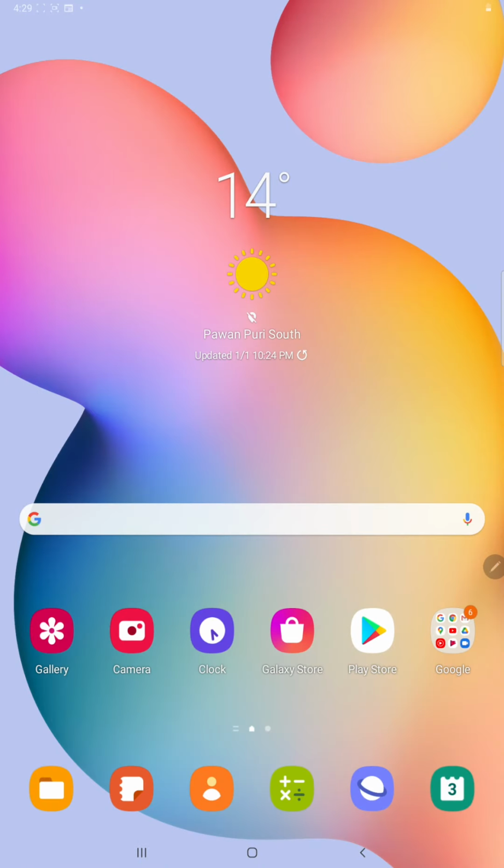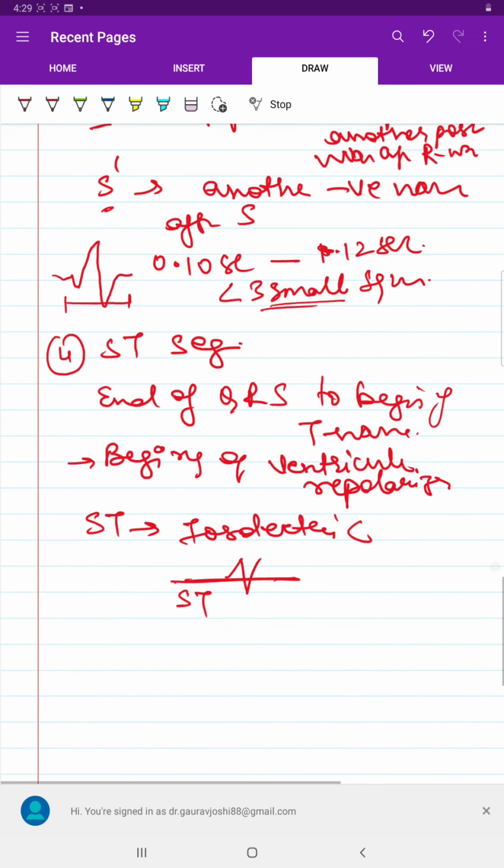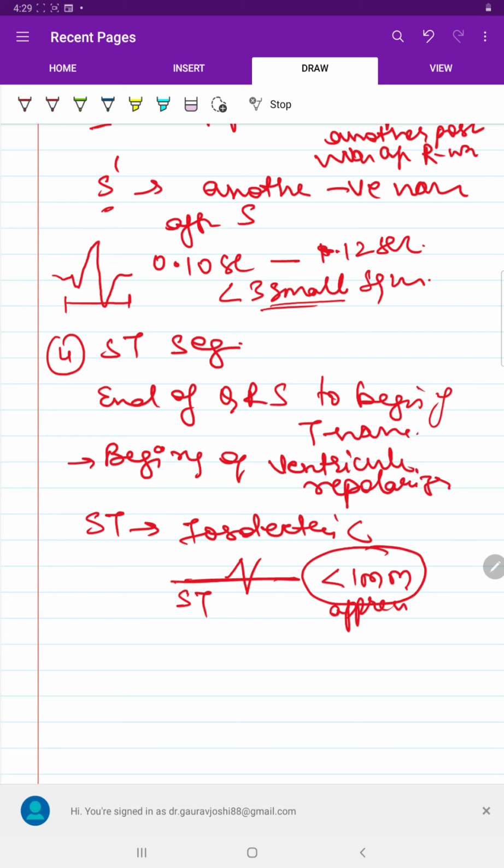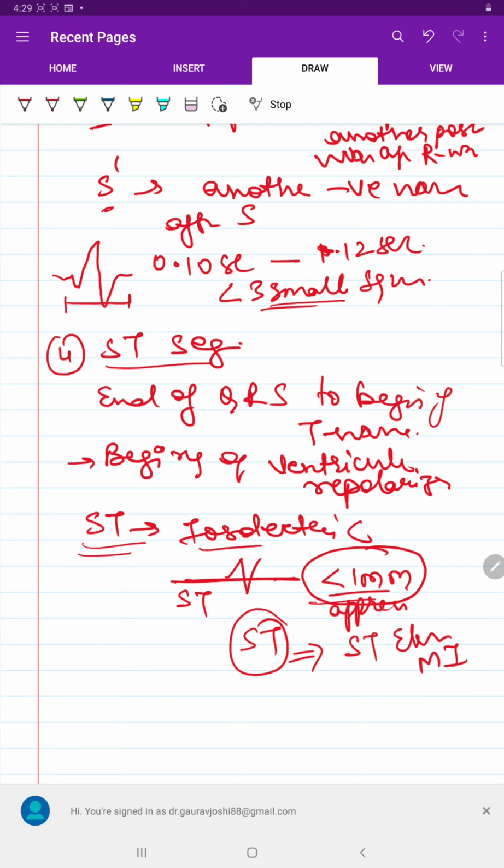Sometimes a little bit of deflection in the ECG of less than 1 mm may be appreciated, but it should be less than 1 mm. If there is more than 1 mm deflection in the ST segment, there is a chance of abnormality. The most common we see is ST segment elevation in MI. So we need to know the normal values. Less than 1 mm, the ST segment is an isoelectric line.